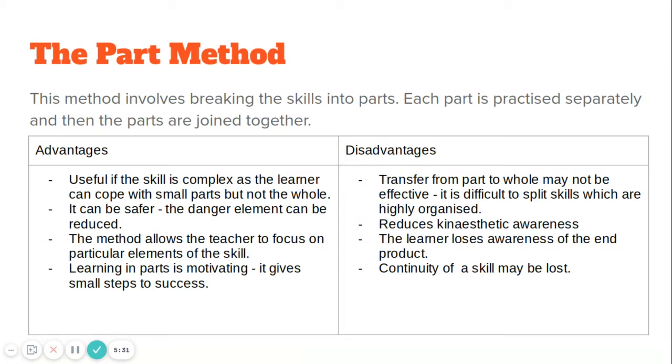So the part method identifies subroutines of any skill. The performer learns, practices, and perfects each component before moving on to the next, and eventually is able to complete the whole skill. So really breaking down the skills into component parts, perfecting one part of it before we move on to the next.